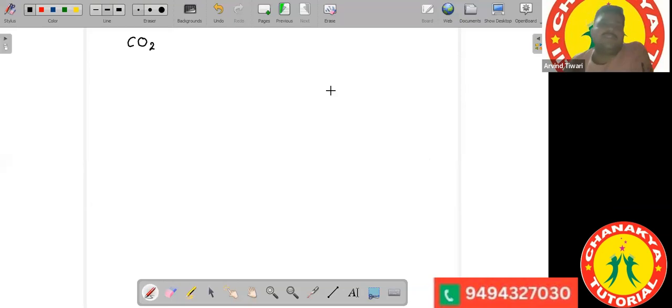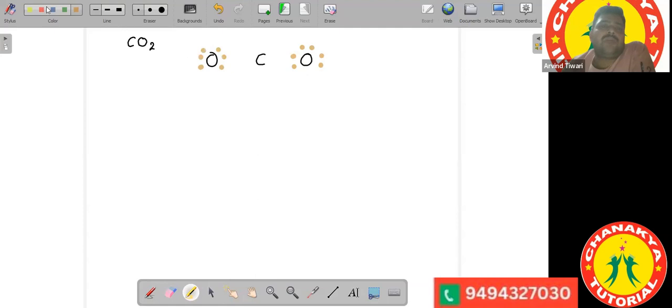Okay, see, it's very simple to make. First of all, identify the central element. Here the central element is carbon, and carbon has 4 electrons. So there will be 4 electrons which carbon will share. And there are 2 oxygen. So make 2 oxygen. Oxygen has 6 electrons in their outermost shell. So oxygen will be able to share only 2 electrons. It requires 2 electrons. So it will be able to share only 2 electrons. It cannot share more than 2 electrons. Okay. So it should be like this.